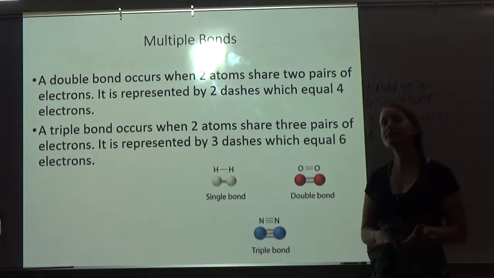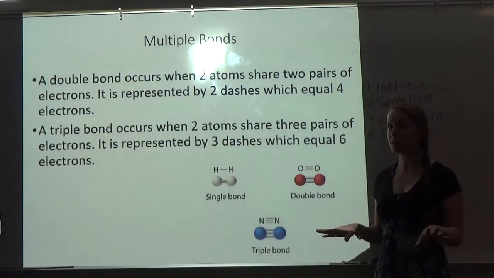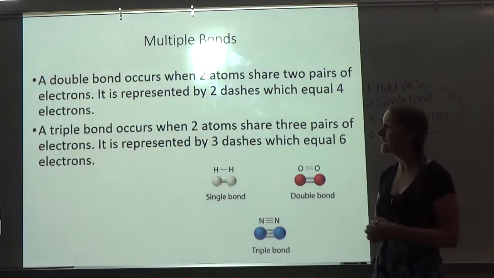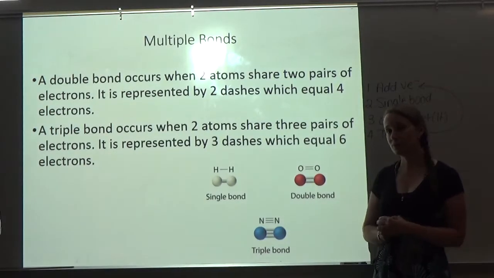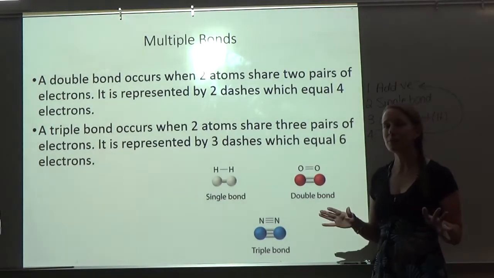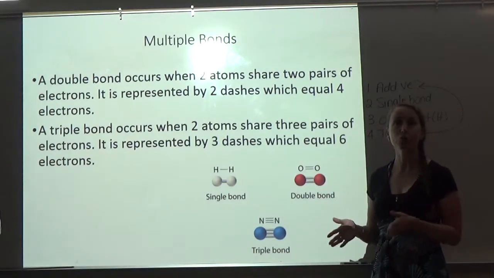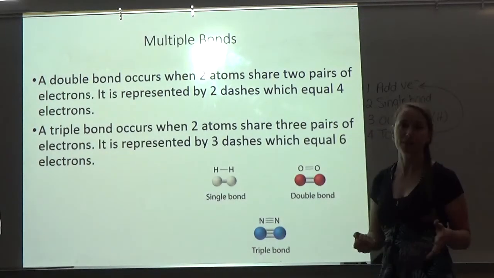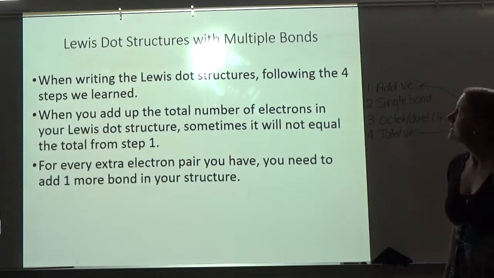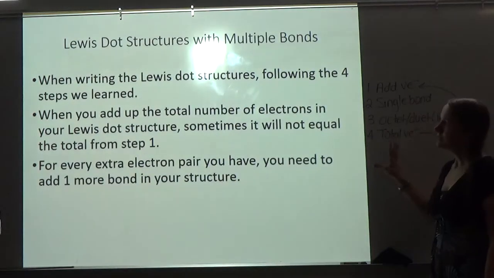You shouldn't really see anything above a triple bond in here. It is possible in reality, but we won't see anything above a triple bond. So if you try to do anything above that, then you need to reassess what you're doing, because you're most likely doing something wrong. So how does that change our steps?